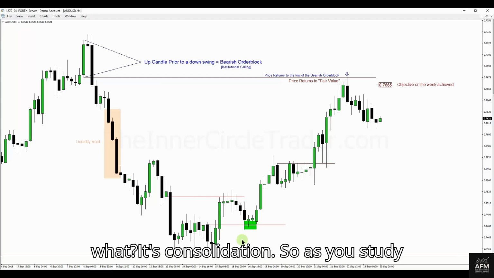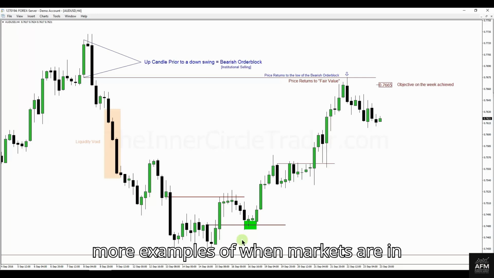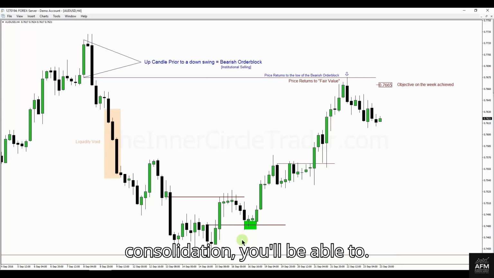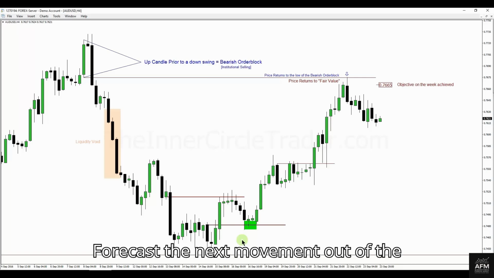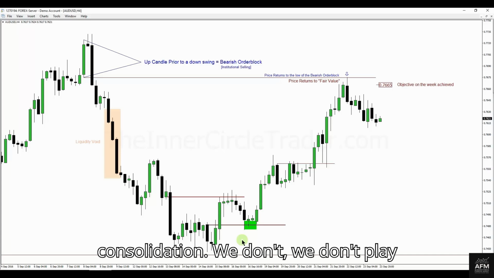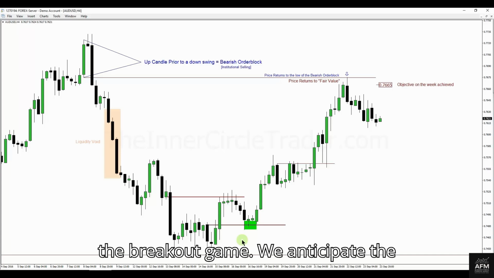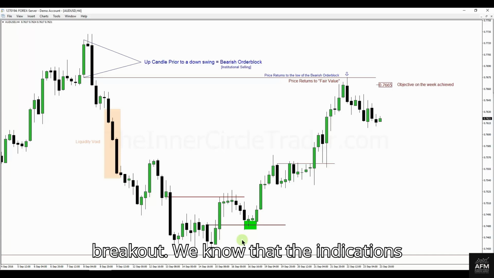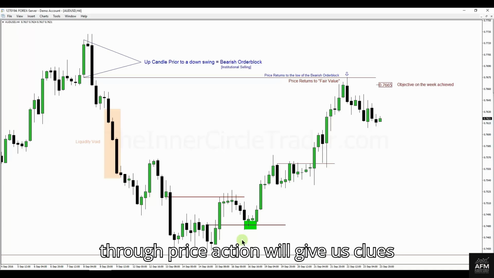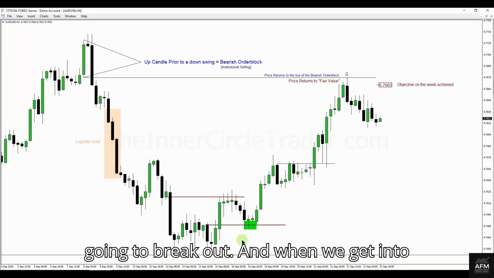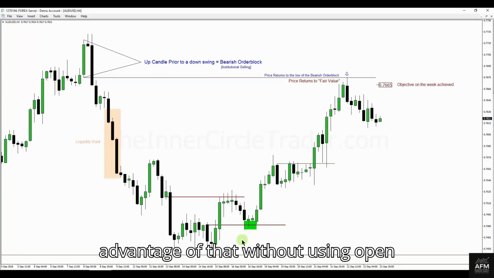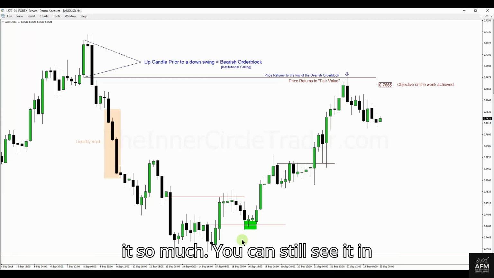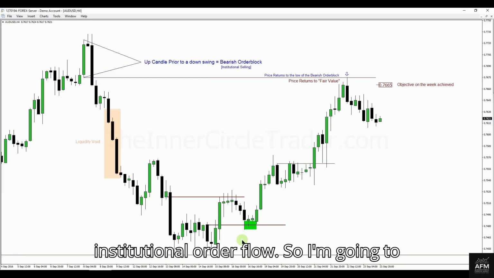It's consolidation. So as you study more examples of when markets are in consolidation, you'll be able to forecast the next movement out of the consolidation. We don't play the breakout game. We anticipate the breakout. We know that the indications through price action will give us clues as to what side of the marketplace is going to break out. And when we get into commodities, we'll have actually a great advantage of that without using open interest. But for Forex, you don't need it so much. You can still see it in institutional order flow.